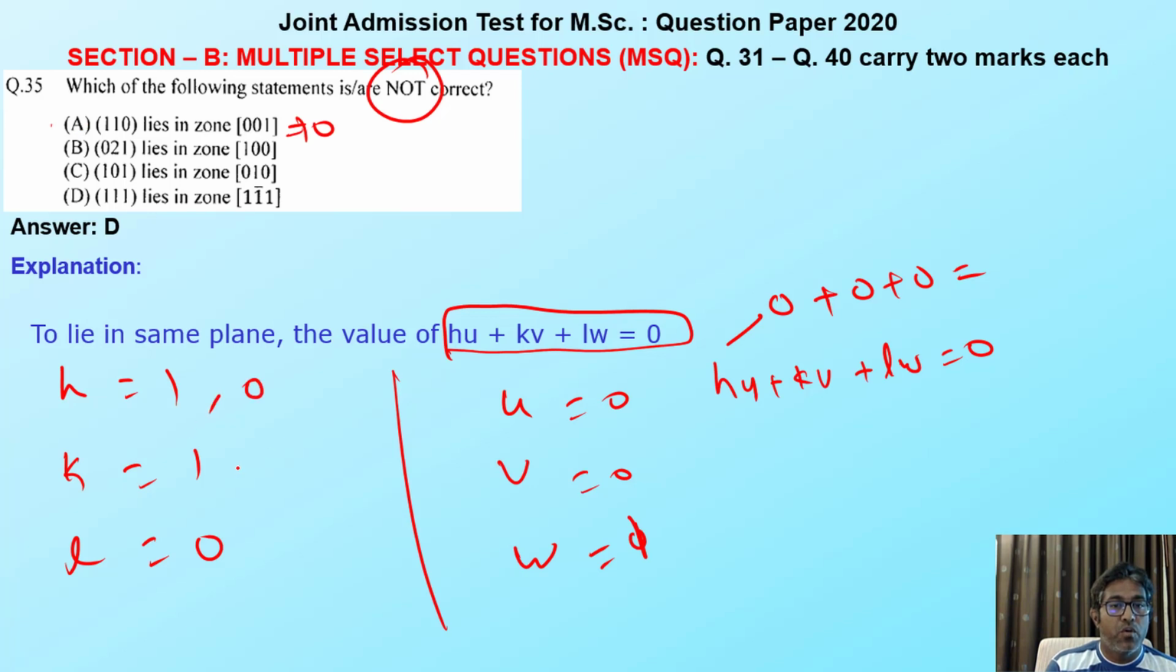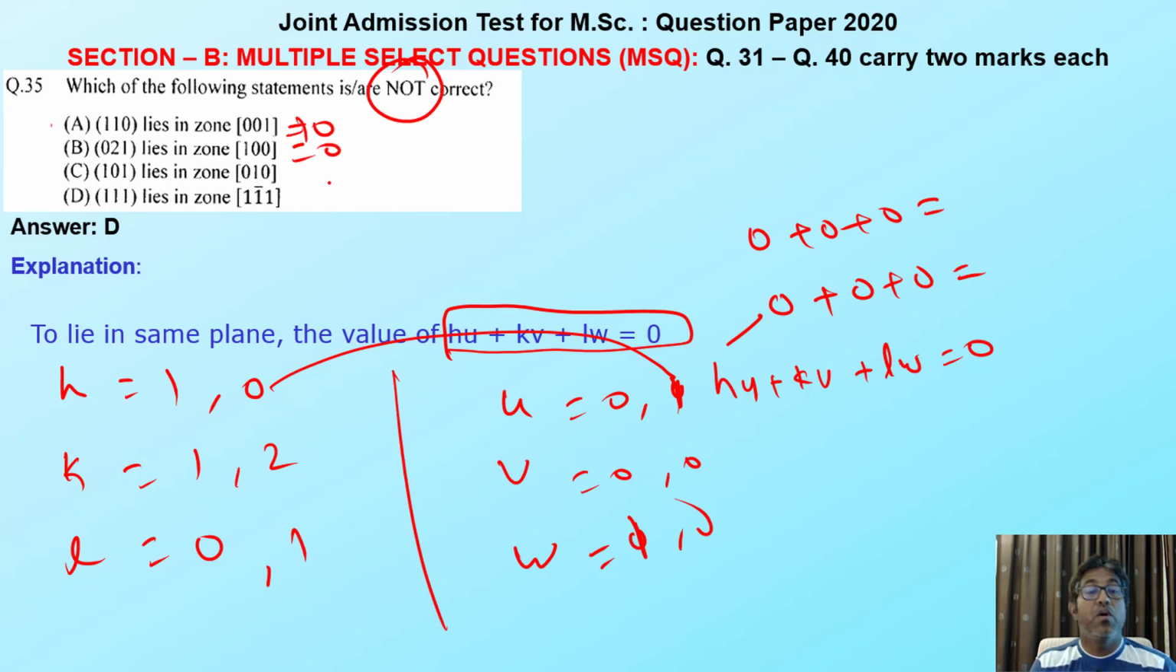Now I have 0 2 1, then I have 1 0 0. If I multiply these, I get 0 plus 0 plus 0. This means it is also 0, so this plane lies in that zone. What about the second last one, 101? Then I have 0 1 0. If I multiply them, it also gives me 0 plus 0 plus 0. This means it is also okay, it lies in that zone.